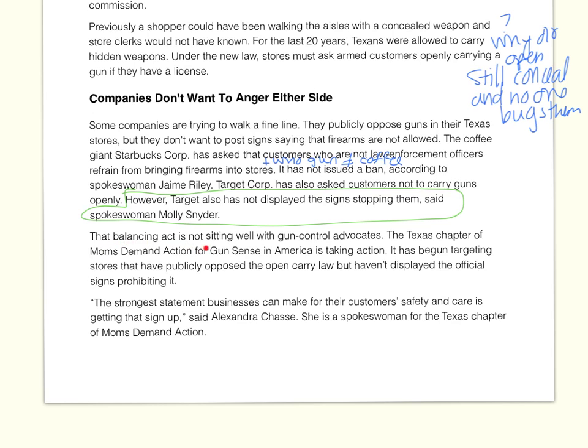That balancing act is not sitting well with gun control advocates. The Texas chapter of Moms Demand Action for Gun Sense in America is taking action. It has begun targeting stores that have publicly opposed the open carry law but haven't displayed the official sign prohibiting it.